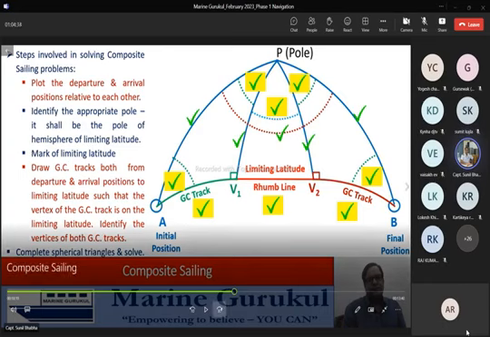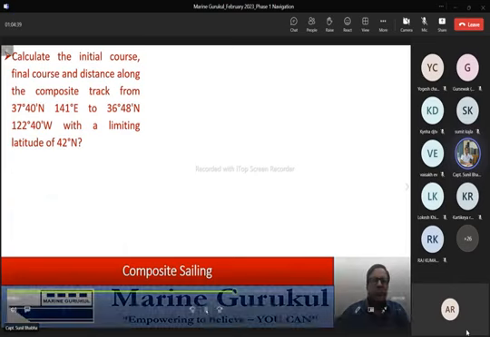Okay, beta. Moving ahead now. Having understood the concept of composite sailing, let us now solve a question. Calculate the initial course, final course, and distance along the composite track from 37 degrees 40 minutes north, 141 degrees east to 36 degrees 48 minutes north, 122 degrees 40 minutes west with a limiting latitude of 42 degrees north.